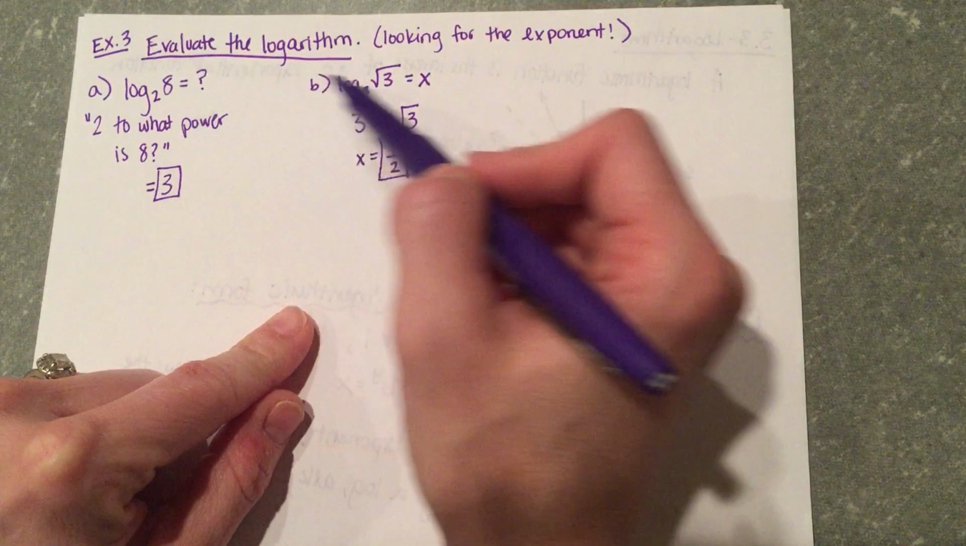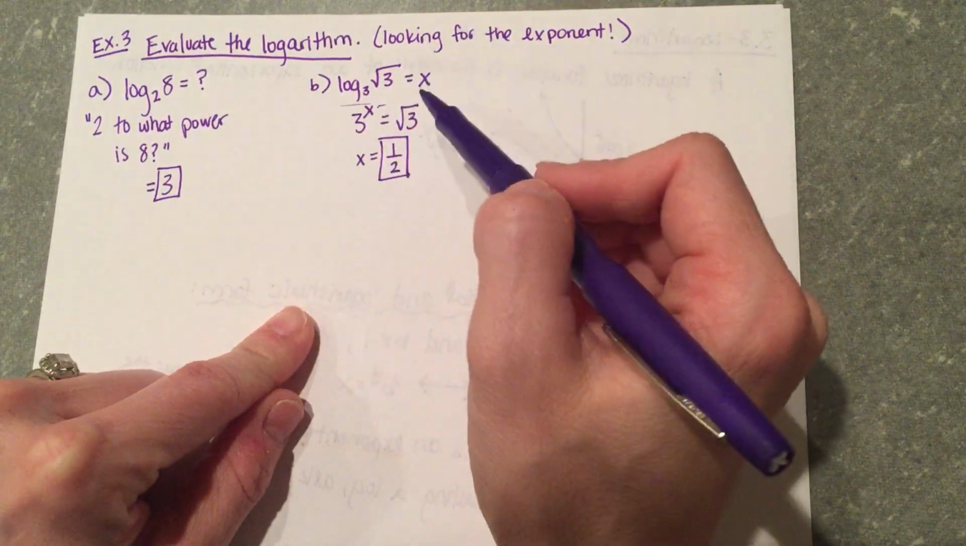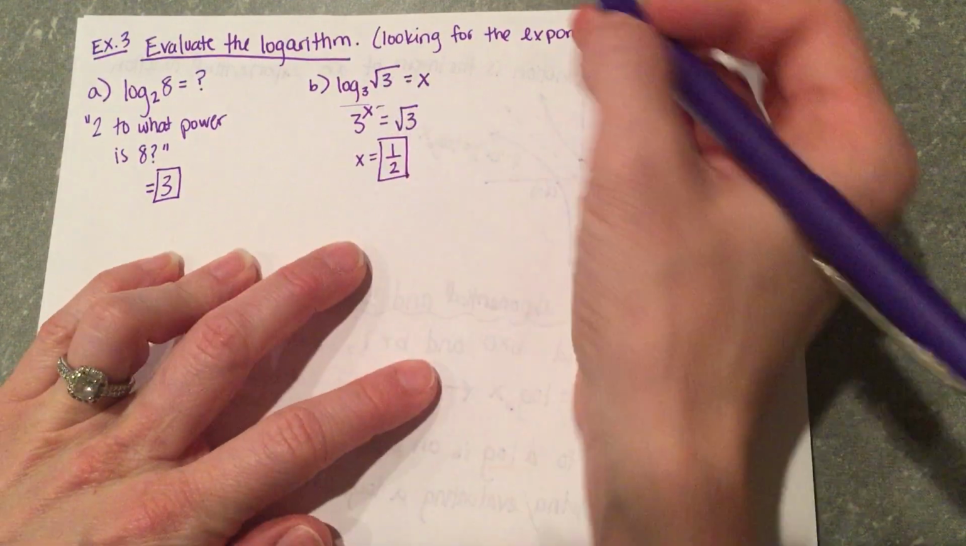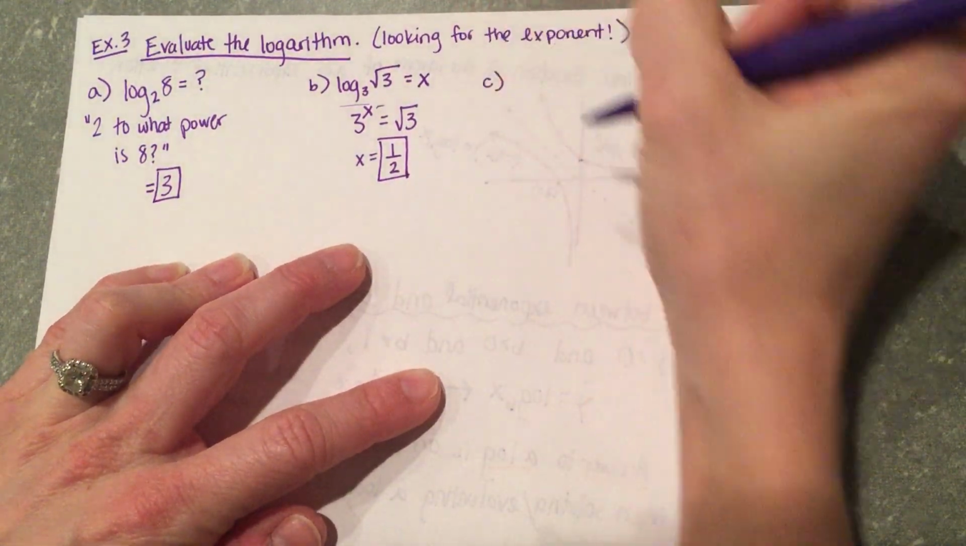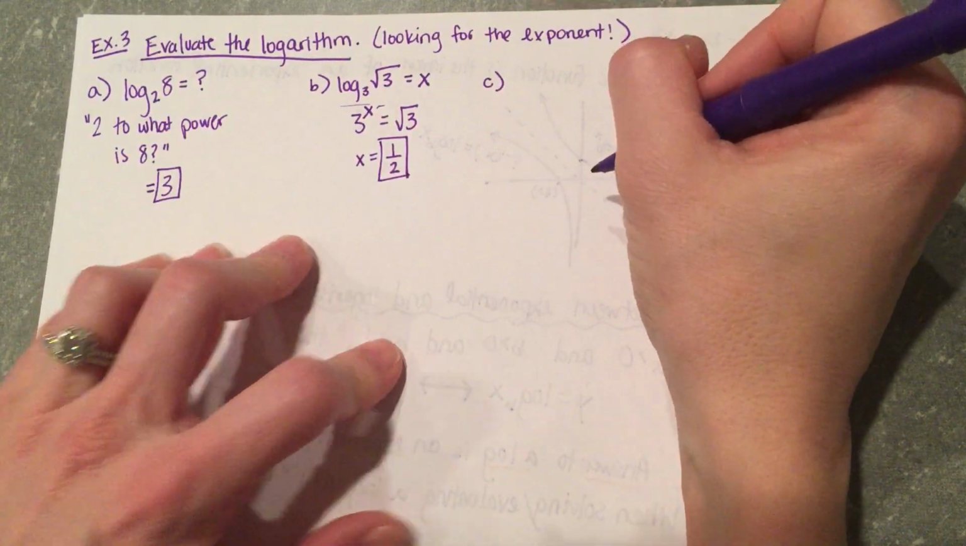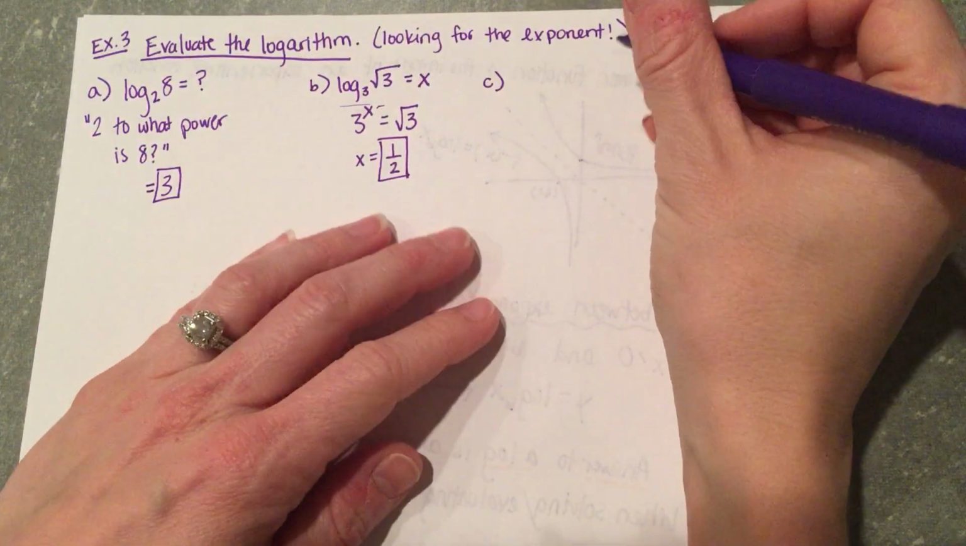Every time you're solving a log, here or here, you're asking, you know, the base to what power equals this number that you're taking the log of. That's why it's like kind of the opposite of an exponential equation, or the inverse.